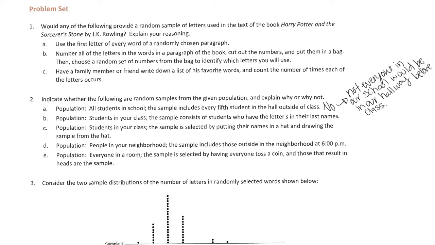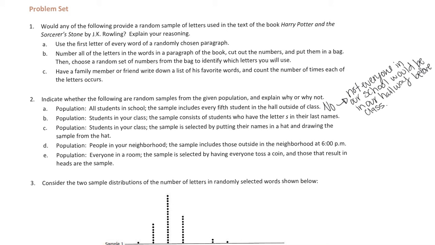All right, let's move on to B. The population: students in your class. The sample consists of students who have the letter S in their last names. So look around at your class. If you know everybody's last name in your class, try to figure out who doesn't have an S in their last name.